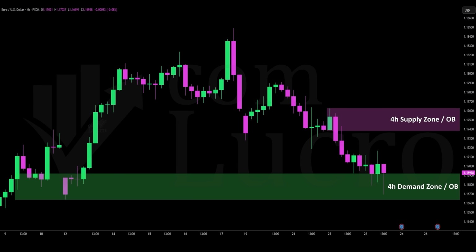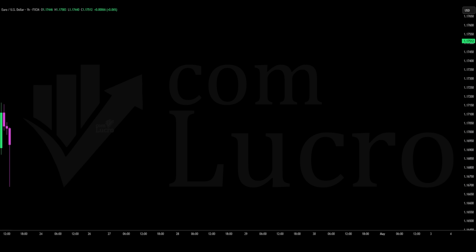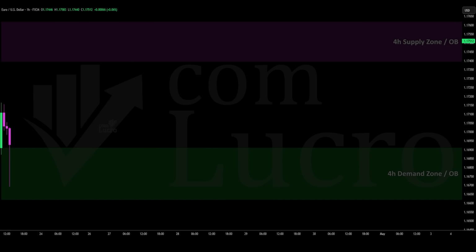In this case, we have marked two important order blocks, one demand zone order block and one supply zone order block. Since price is currently trading inside the 4-hour demand zone, the next step is to move down to the 1-hour chart and look for a possible structural shift that could provide a high probability trading opportunity.